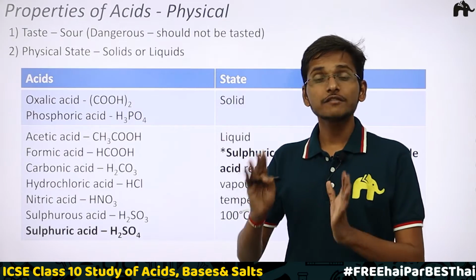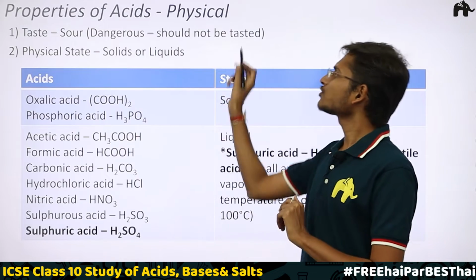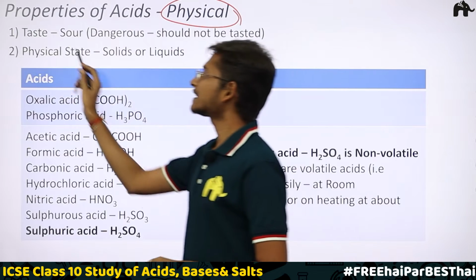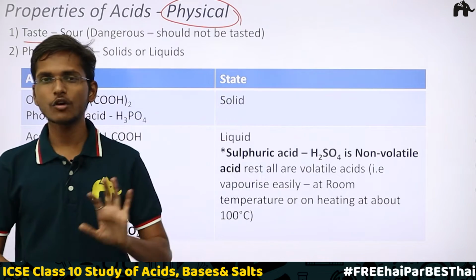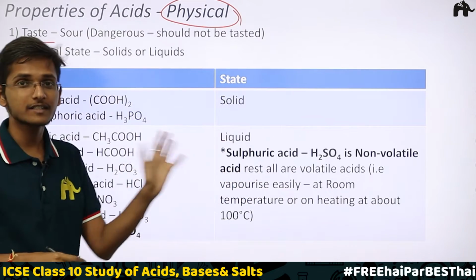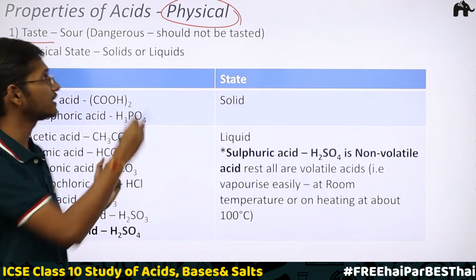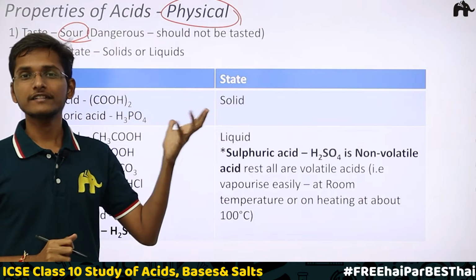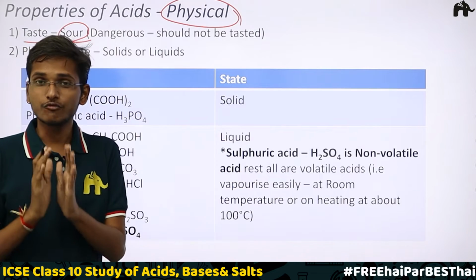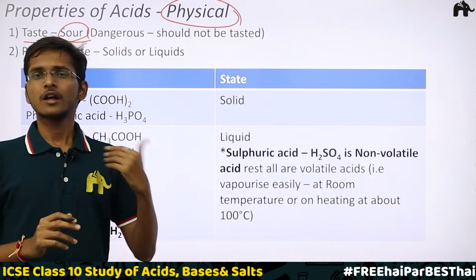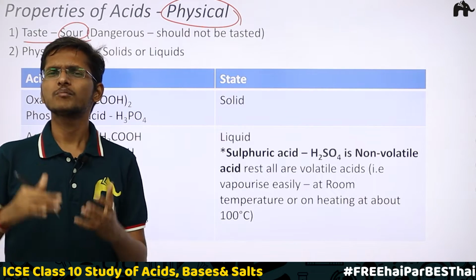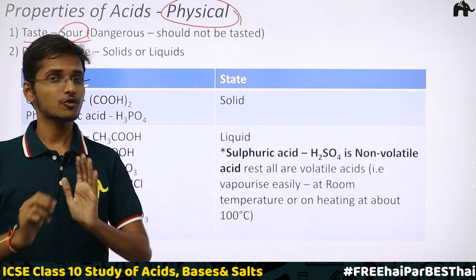So first, starting with the properties of acids, and we are going to see first the physical properties. In physical properties, first is the taste of acids. What taste do acids actually have? They are sour in taste. But hearing that they are sour in taste, don't just go and taste acids, because it is very dangerous. Acids are corrosive in nature. They can cause painful burns and blisters. So please don't do this.